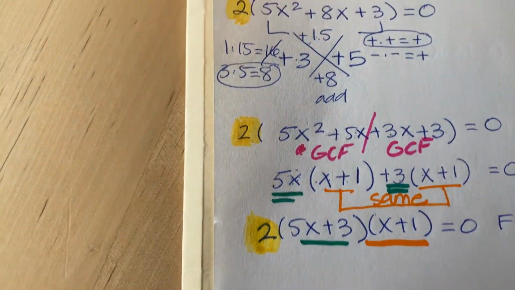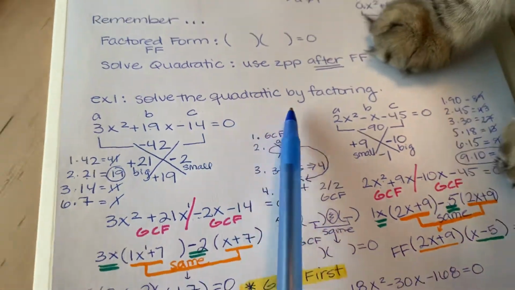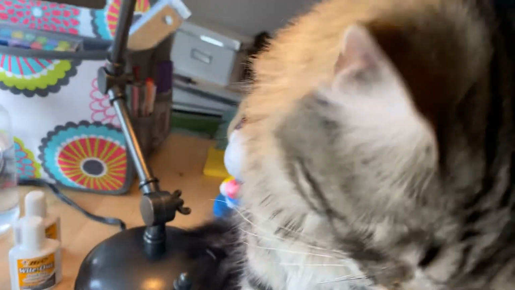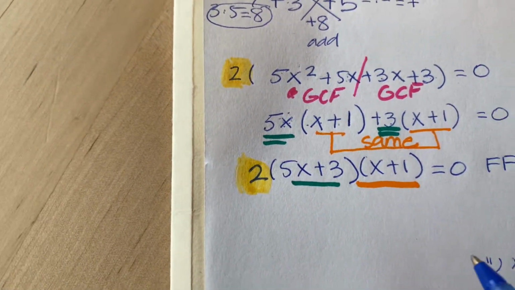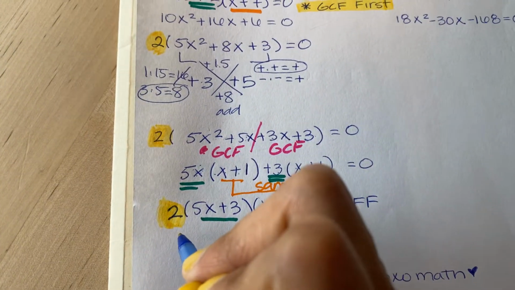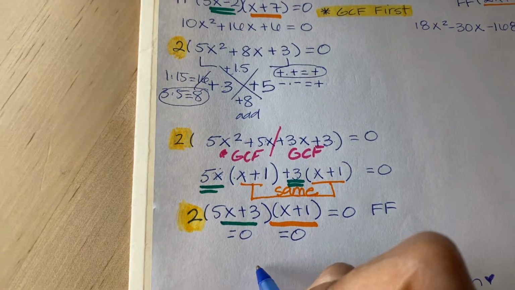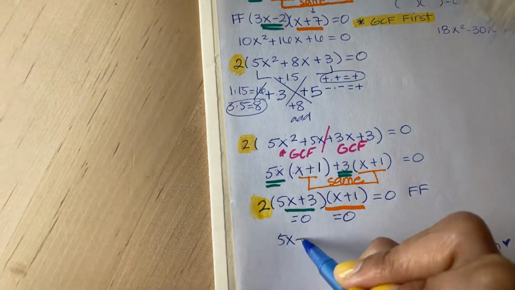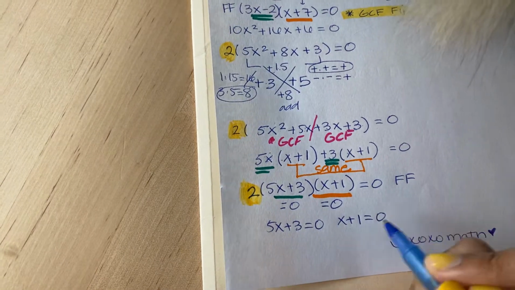Okay. All right. Remember, the directions say to solve the quadratic by factoring. You have to do the zero product property, right? So we're going to solve. So ZPP means you set these equal to 0. And so you have 5x plus 3 equals 0, x plus 1 equals 0.